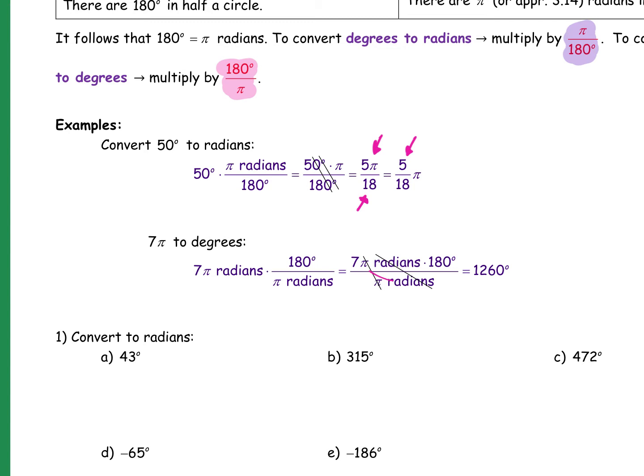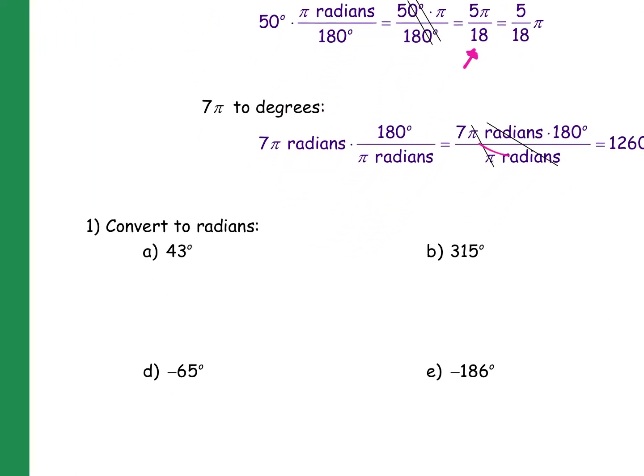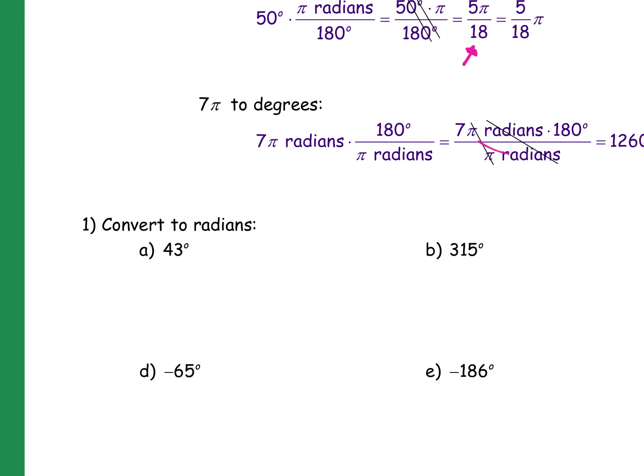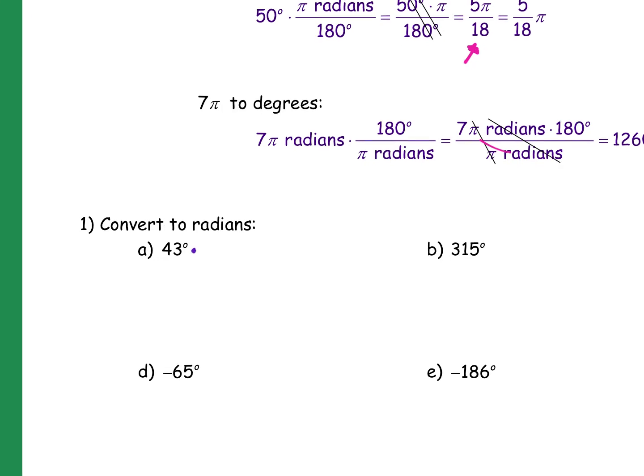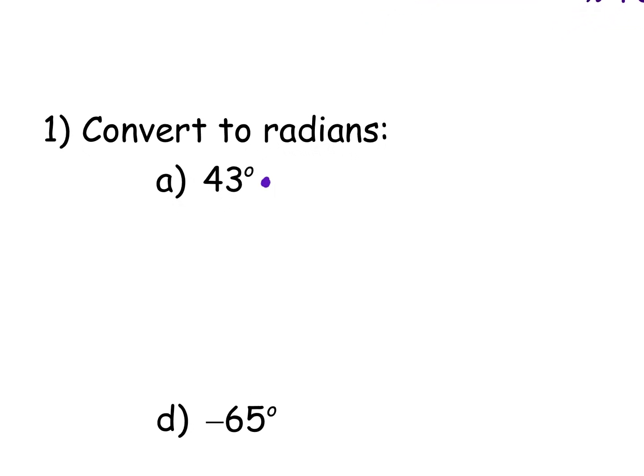Okay? So that's all we're going to do today. Just convert. From degrees to radians, I'm going to take 43 and multiply by pi over 180. The degree signs go away, and I'm going to rewrite this as 43 pi over 180. Then I need to see if I can simplify 43 over 180. Nothing goes into 43.